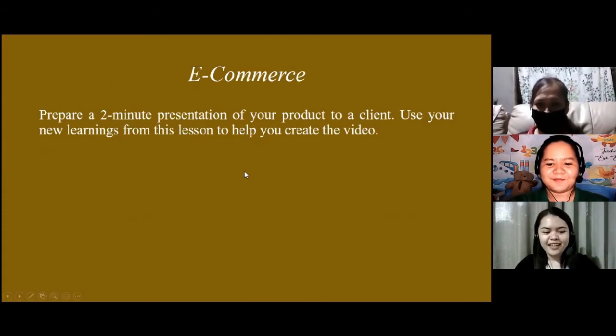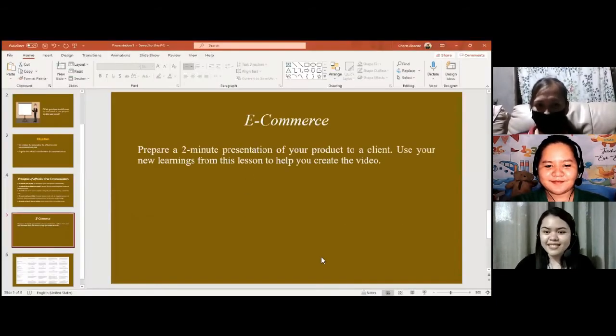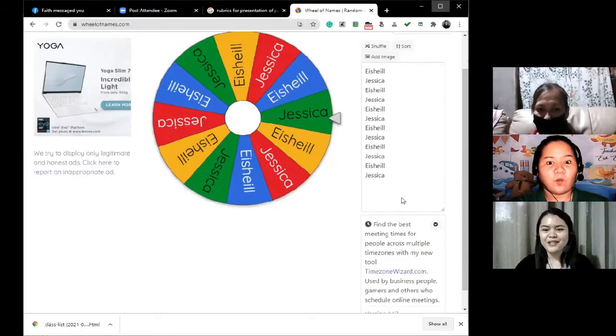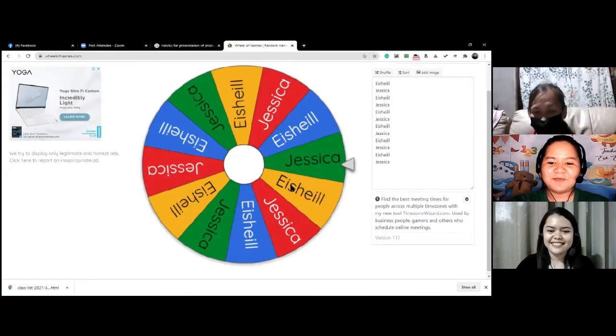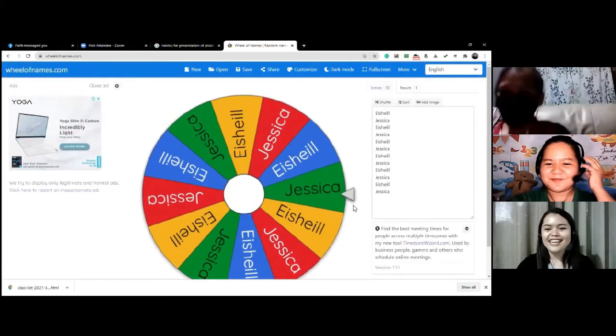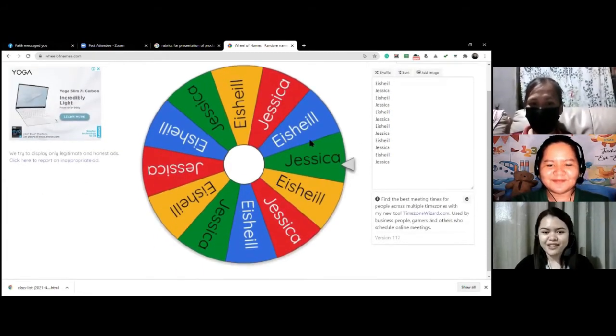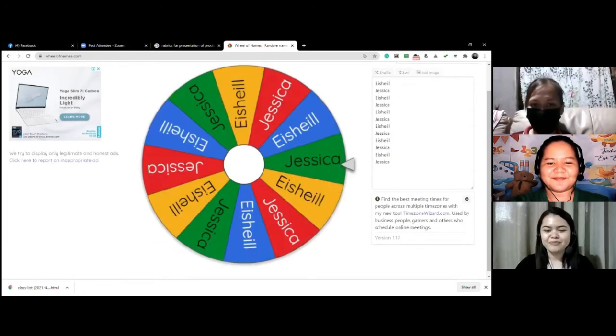Okay, ma'am. Right. So since we have to choose who will be the client or who will be the seller, I guess we'll need to use this wheel of names. All right. So can you see the shared screen? Yes, ma'am. All right. So let's choose first who's gonna be the seller.